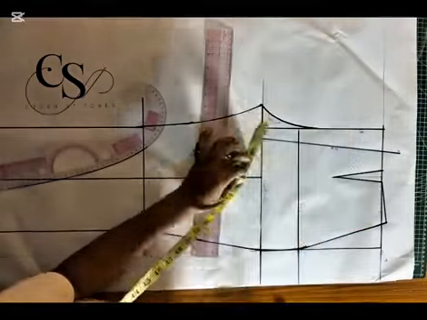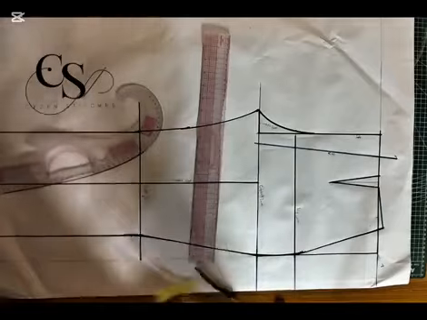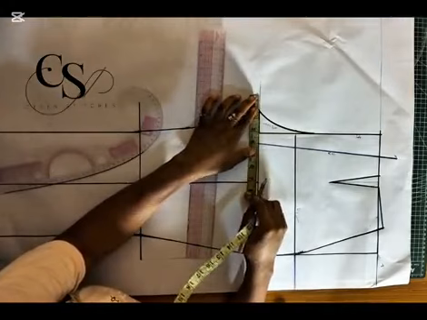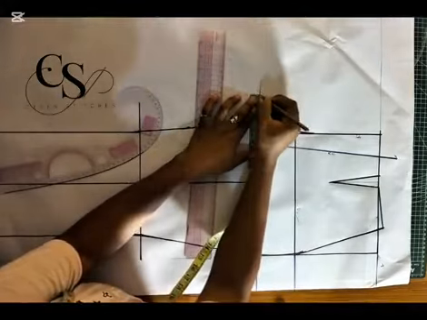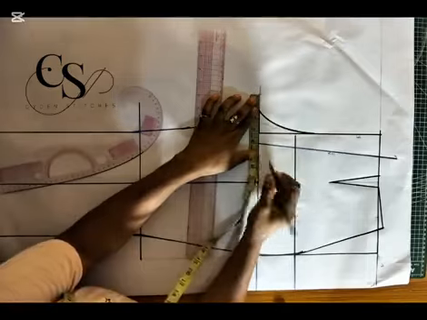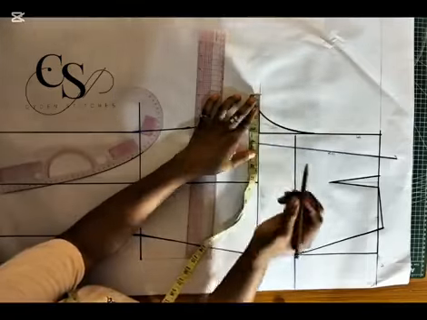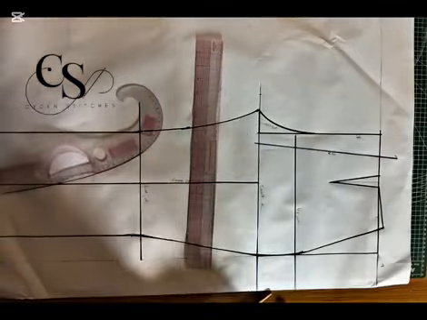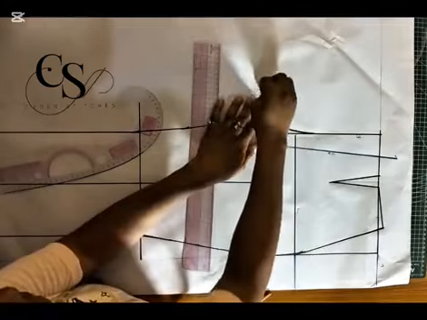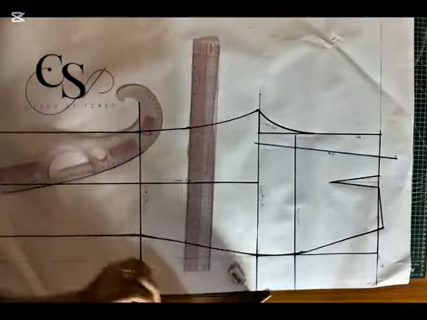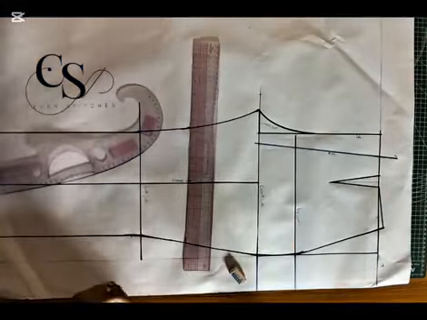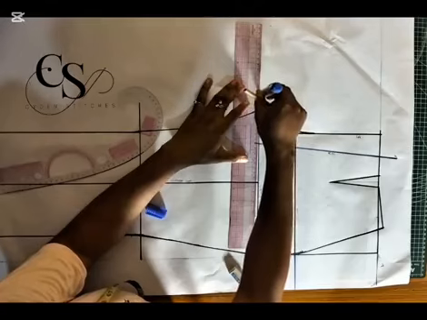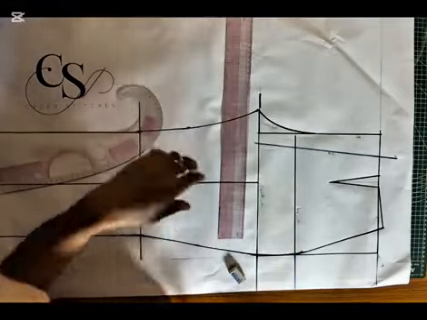So from the center back, I will mark 4 inch. So this is where the 4 inch is here. From this center back, I will mark 4 inch. So I will clean out the excess. Then I'll use my blue highlighter to just highlight it.